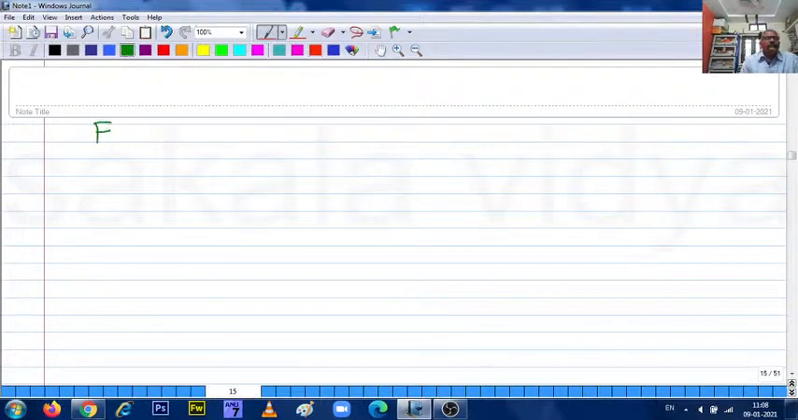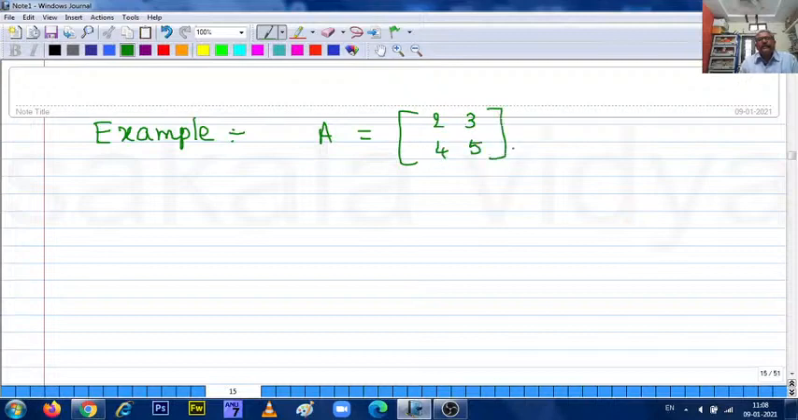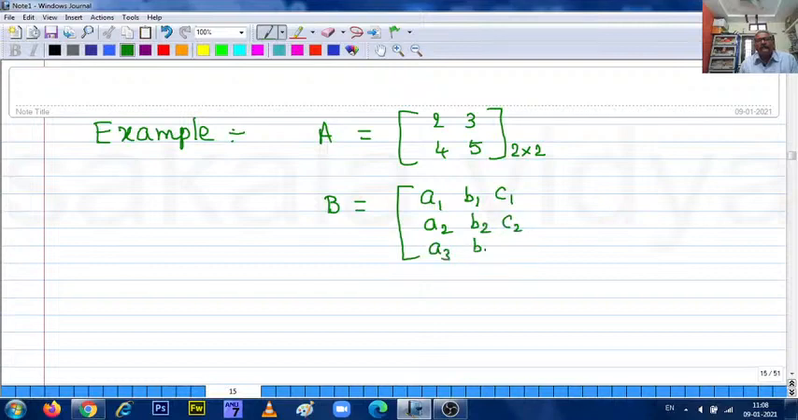Now, example. A equals 2, 3, 4, 5. Number of rows 2, number of columns 2, so 2 by 2. Another example, B is equal to a1, b1, c1, a2, b2, c2, a3, b3, c3. This is 3 by 3. So write down an important note.